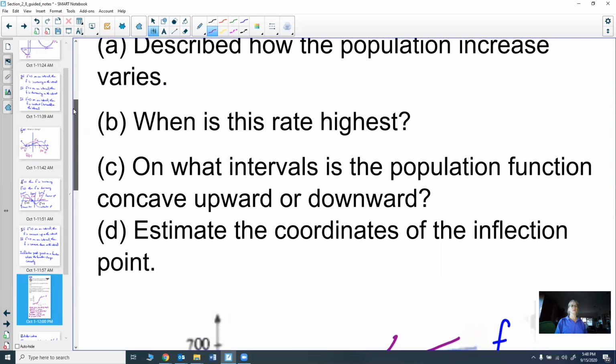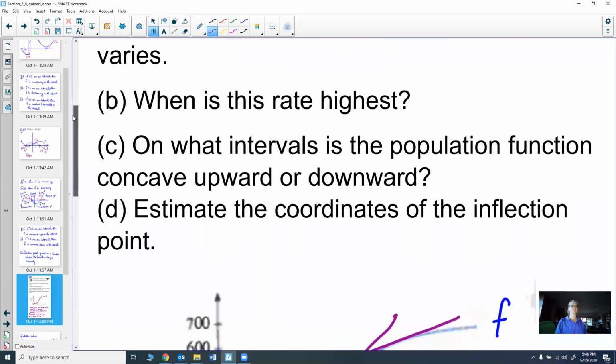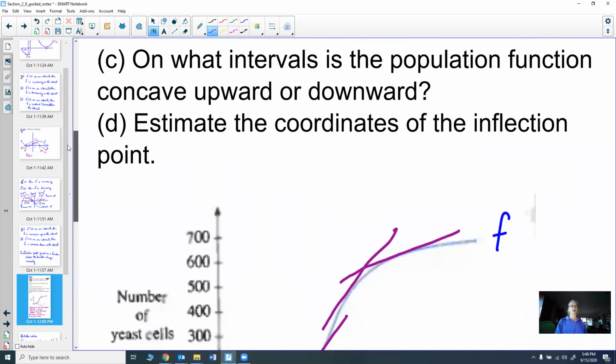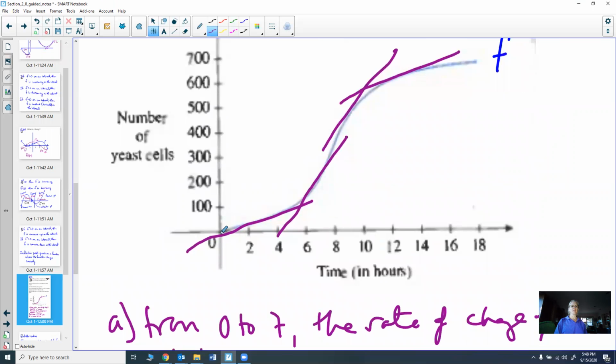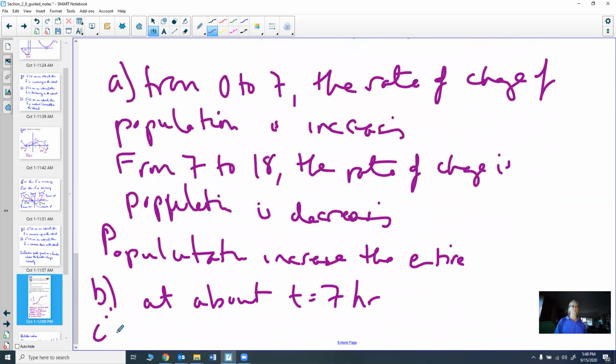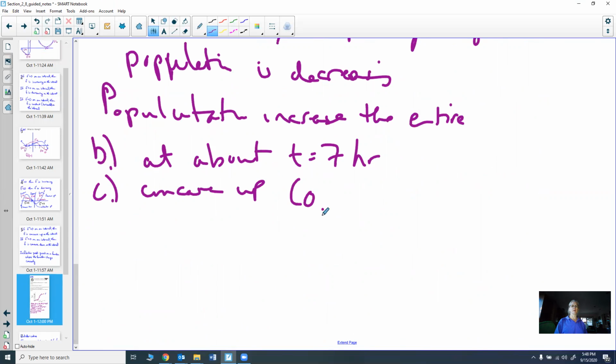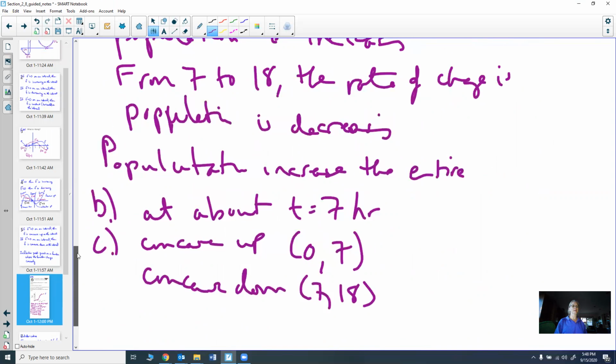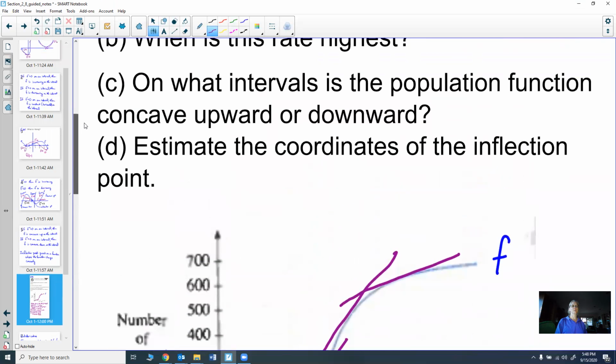And then it wants to know on what interval the population function is concave up or concave down. So we're concave up from 0 to about 7. From 7 to about 18, we're concave down. You can't go beyond 18 because the graph doesn't go beyond 18. So you have to stop there. We don't know what happens after that.